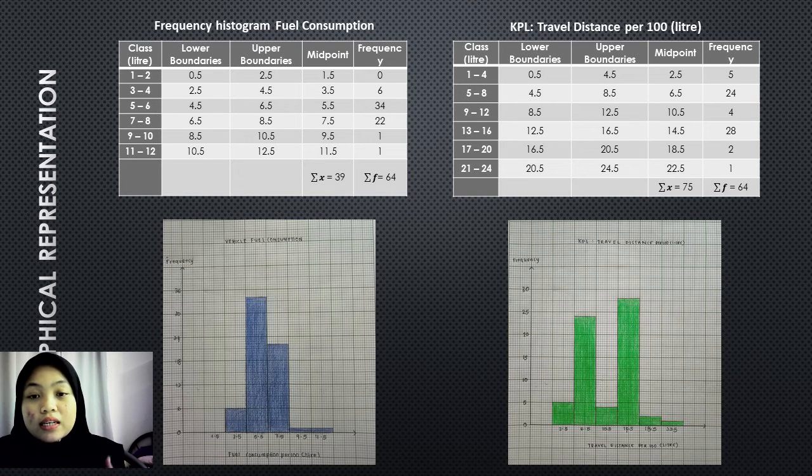Okay, we move to the next histogram graph, which is for the travel histogram. Okay, the class is from 1 to 24, and the midpoints for the class after calculating according to the formula are 2.5, 6.5, 10.5, 14.5, 18.5, and 22.5 per 100 kilometer. And the lowest travel distance can be seen at 22.5 per 100 kilometer with only one frequency, while the highest is at 14.5 per 100 kilometers at 28 frequencies.